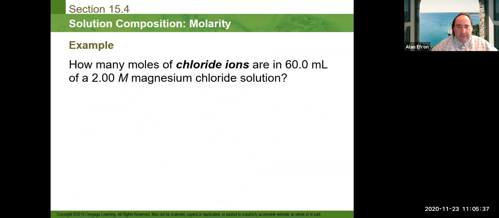Okay, so why don't you give this one a go here. We're looking for how many moles of chloride ions are there in 60 milliliters of a 2 molar magnesium chloride solution. So take a couple of minutes here and we'll talk about it.